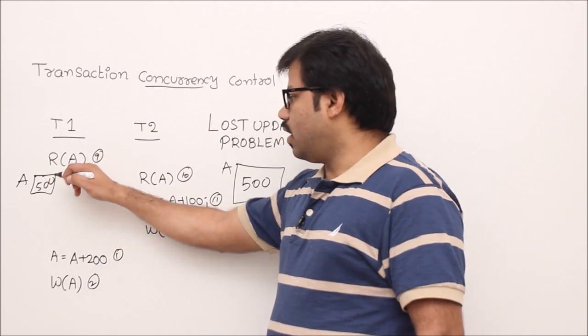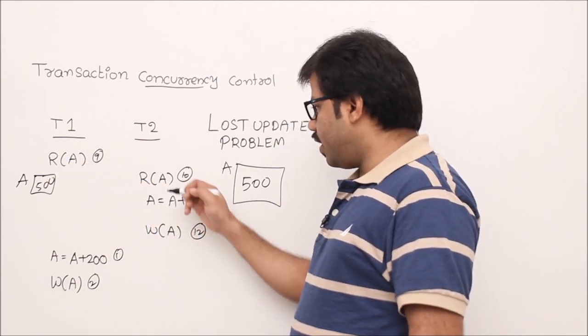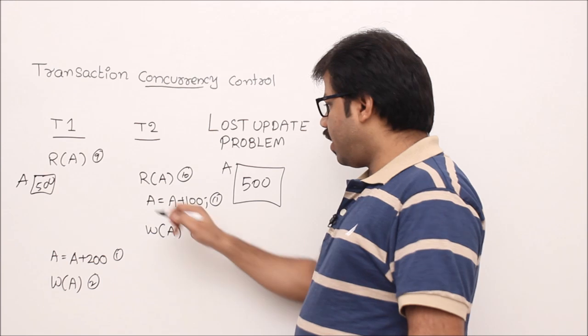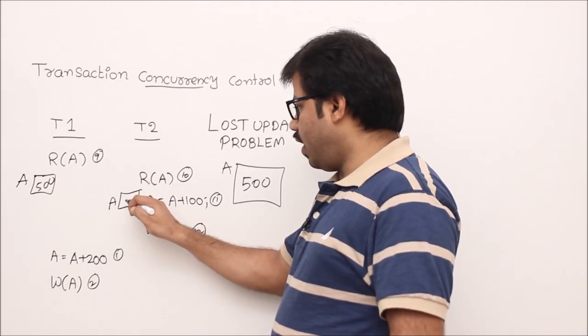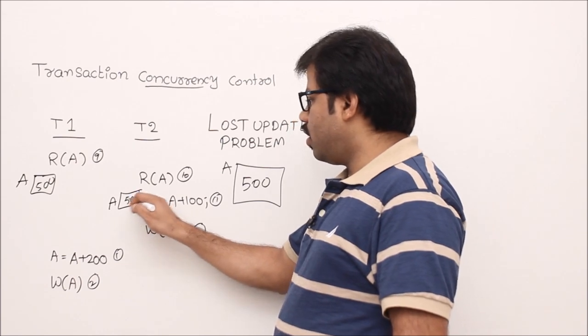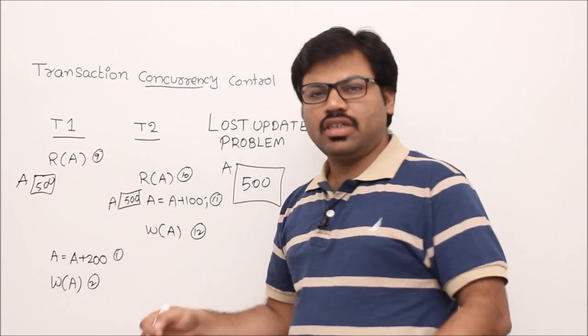So this instruction is done. Now this one. We are reading the database variable A again into this local variable of T2, right? So now this local variable A will get 500. I am using the same local variable name. It's okay, right?